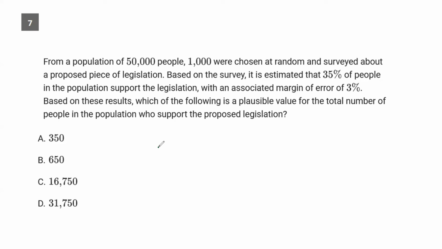Okay, so this one has a lot of numbers, right? You have 50,000, you have 1,000, you have 35%, and you have 3%. So the 1,000 actually doesn't help us. It doesn't get involved here. So it's just there to confuse you maybe. And then, so there's a margin of error of 3 and you're at base 35, right? So you're going to do 35.